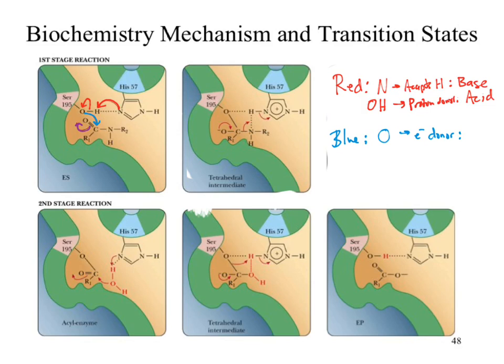That is an oxygen sharing electrons with carbon. Is either of those atoms a hydrogen? No, so it is not acid or base. It's sharing electrons. It is a nucleophile. What did the carbon act as? An electron acceptor, because it had to accept electrons from the oxygen, which then makes it an electrophile.